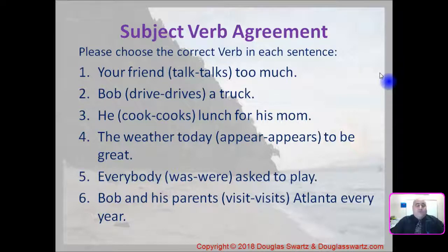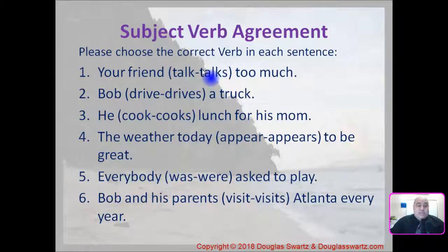Here's your subject verb agreement assessment. Please select the correct verb in each sentence. We've got 6 examples. Let me read them for you. Your friend, too much. Bob, a truck. He, lunch for his mom. Number 4, the weather today, to be great. Number 5, everybody asked to play. Number 6, Bob and his parents, Atlanta every year.